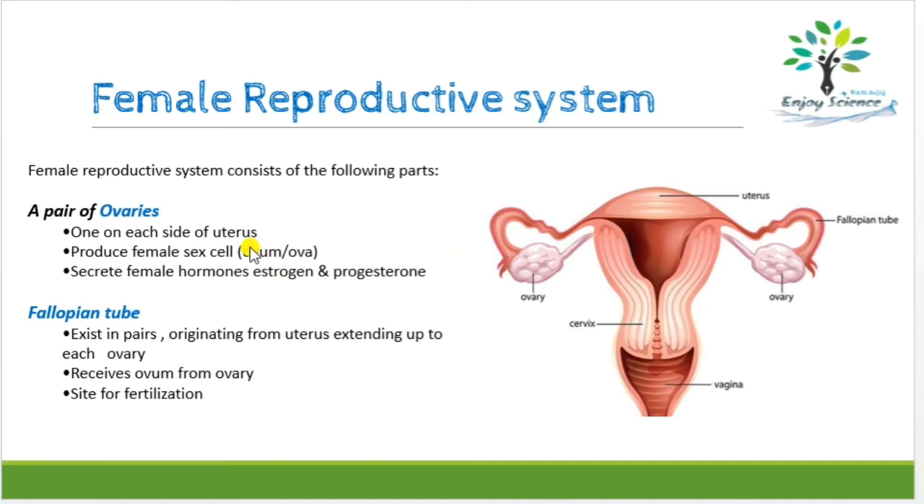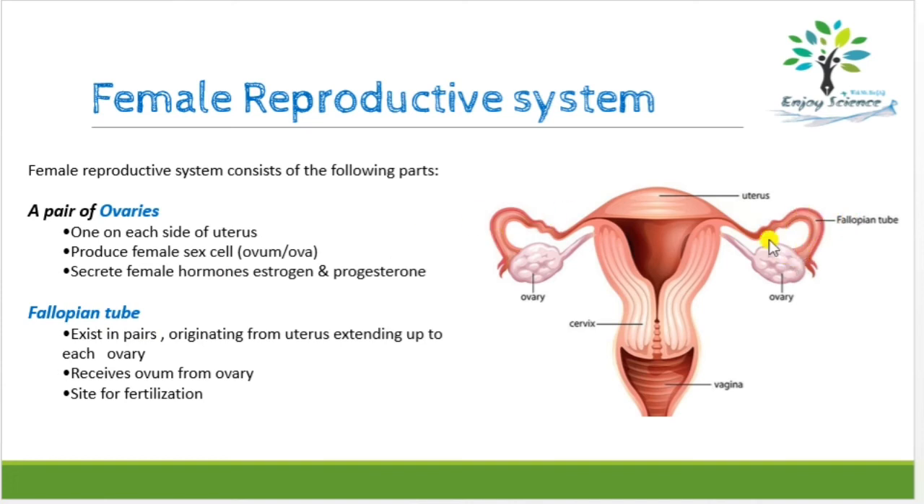It produces ova, as well as the female hormones estrogen and progesterone. Another structure is the fallopian tube. You can see here, this is the fallopian tube. It also exists in pairs, originating from the uterus and extending up to the ovary.